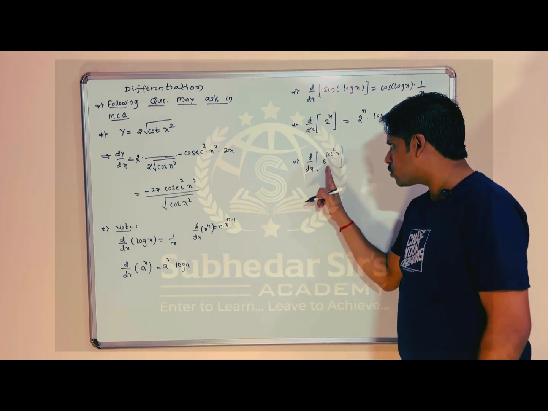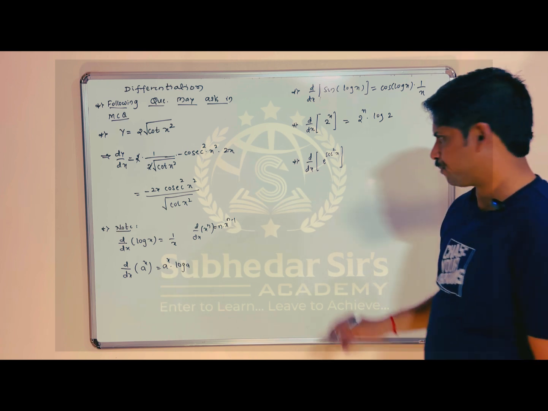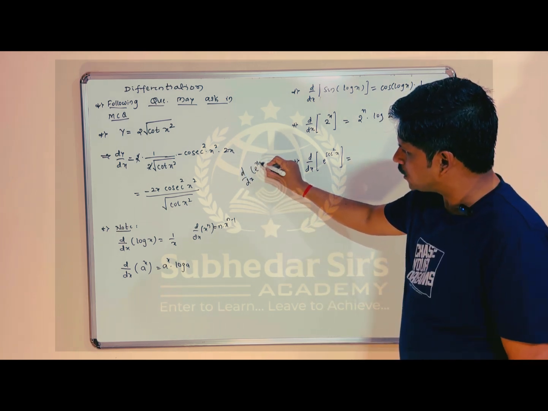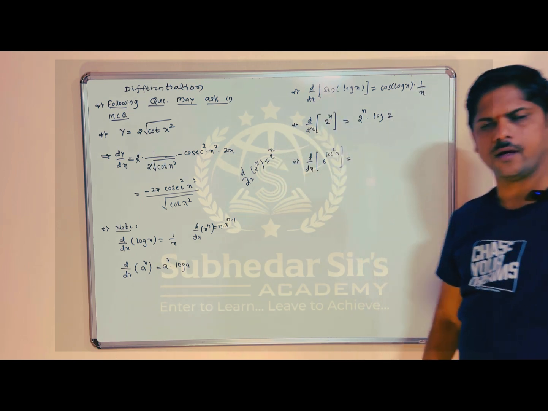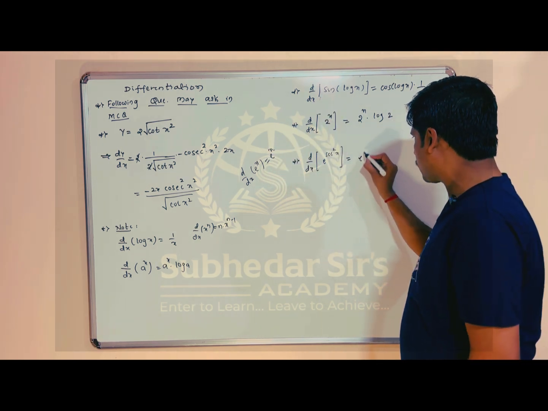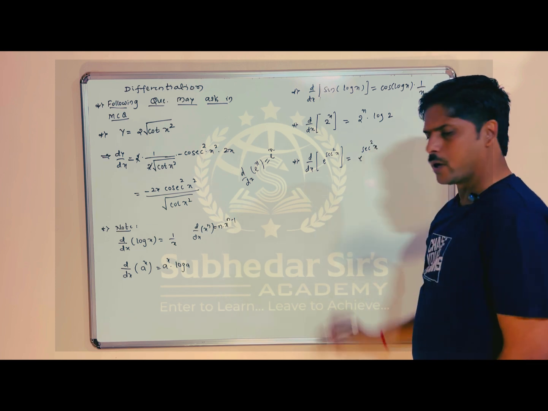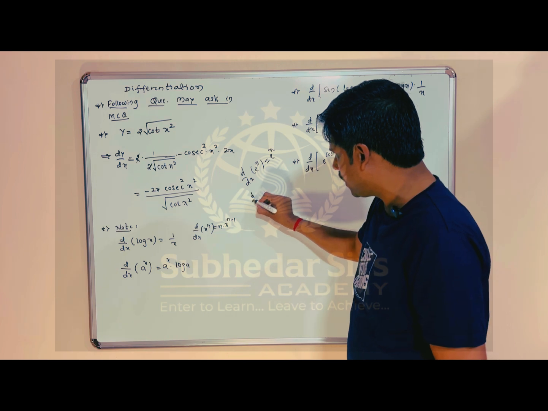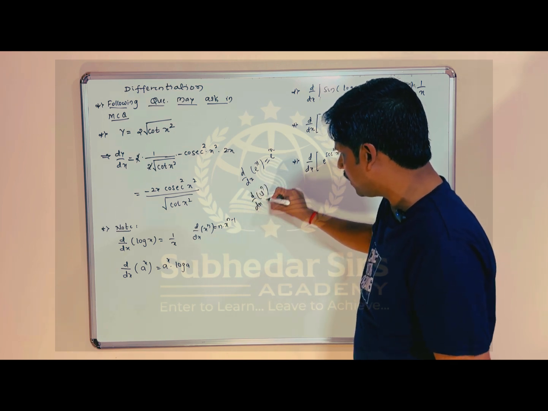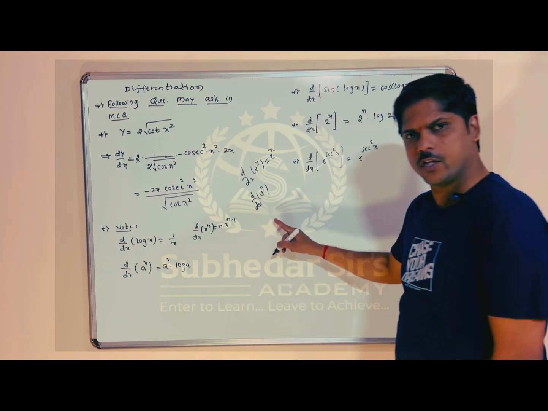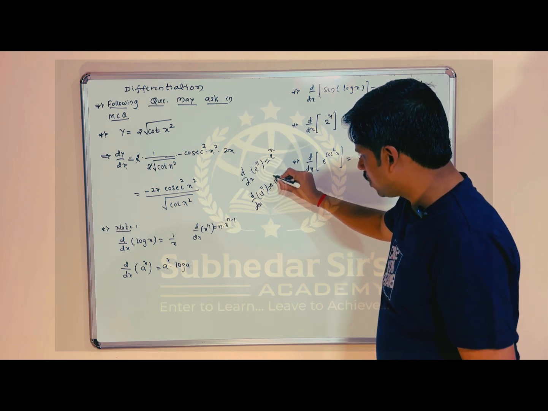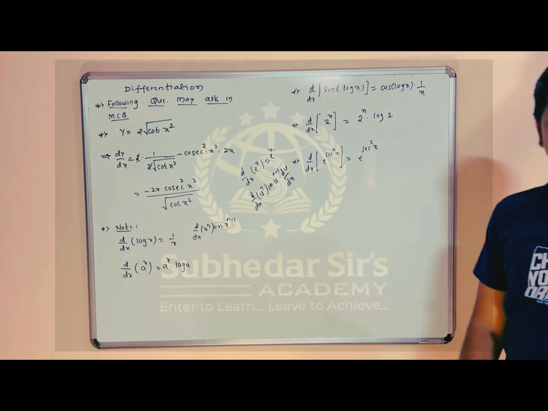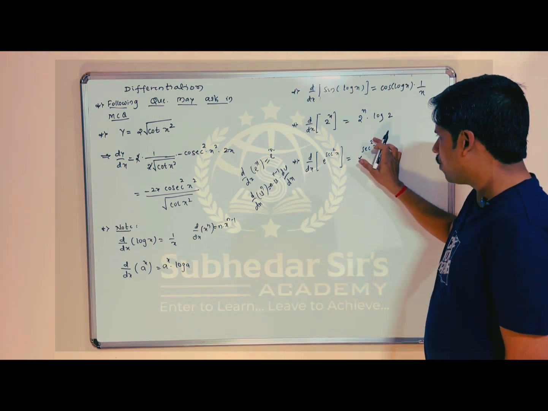What about d by dx of e to the power sec square x? As we know, differentiation of an exponential function is the same, e to the power x only, right? So the differentiation of e to the power sec square x is e to the power sec square x, and again we have to differentiate sec square x. For that I am going to apply d by dx of u to the power n. Recall this one. What is the formula? n into u to the power n minus 1 into du by dx, right? So here in place of n we have 2.